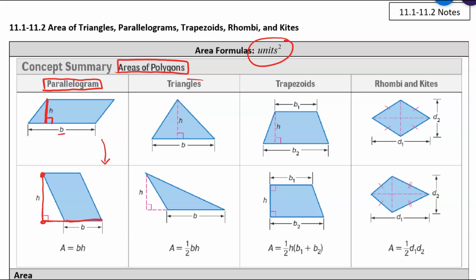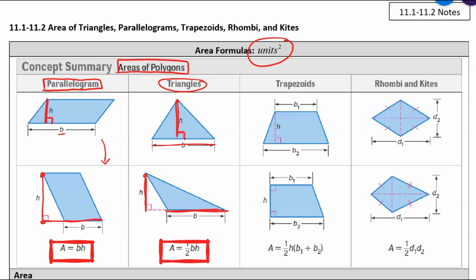Next is a triangle. A triangle is basically just half of a parallelogram, and that's why you've got 1/2 base times height. Over here, we had just base times height. So it's the same concept: you need to connect one vertex down to the base perpendicularly to find that height. Whatever base you're using, you have to drop that altitude down.